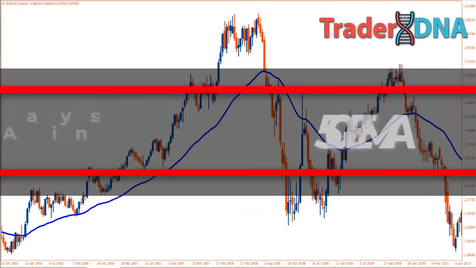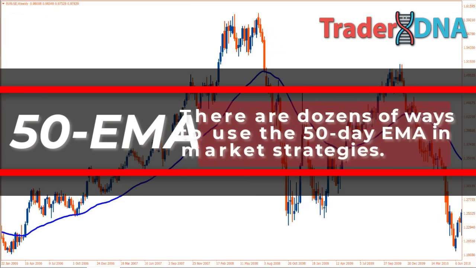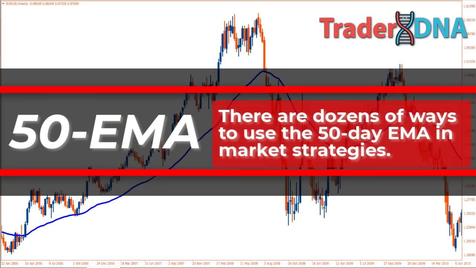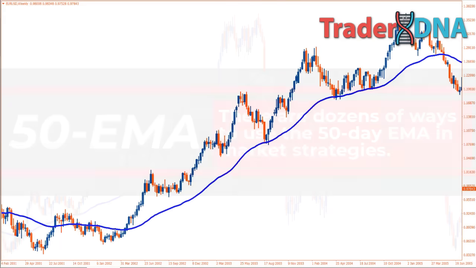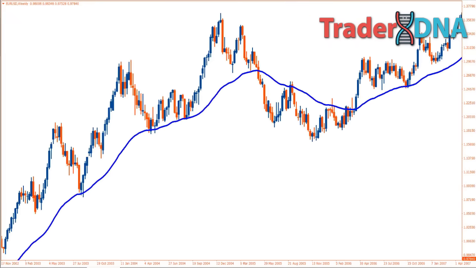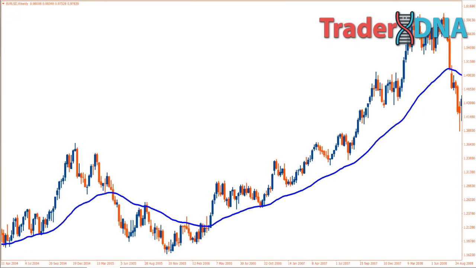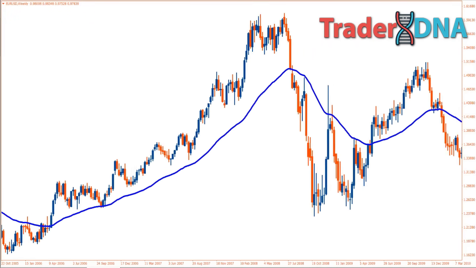There are dozens of ways to use the 50-day EMA in market strategies. It works as a reality check when a position hits the magic line after a rally or sell-off. It has equal benefit in lower and higher time frames, applying the indicator to intraday charts or tracking long-term trends with the 50-week or 50-month version.